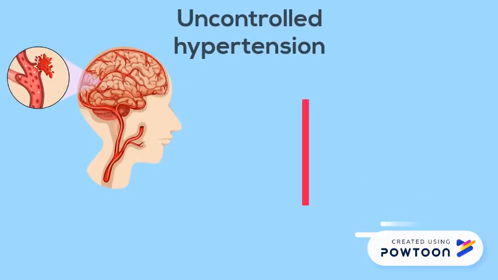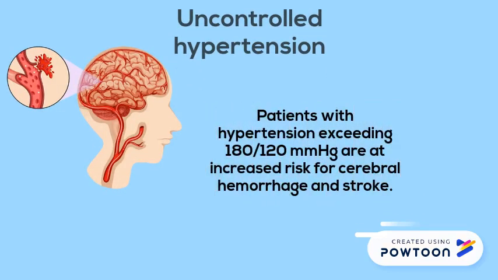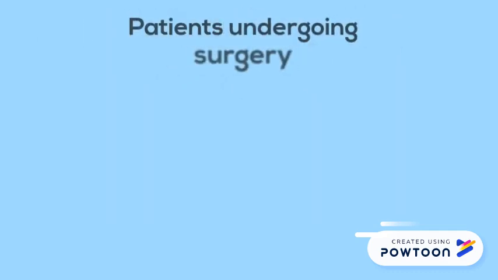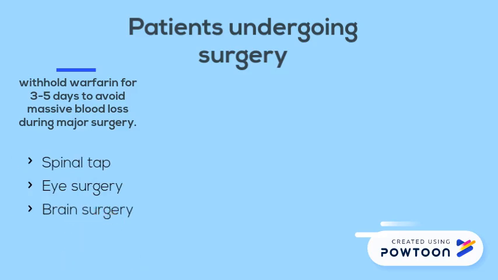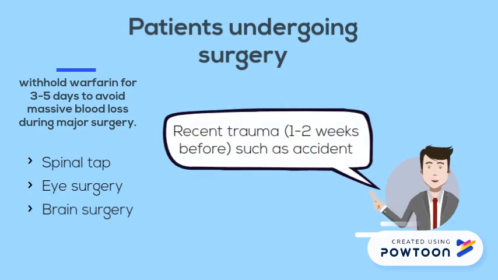Uncontrolled hypertension. Patients with hypertension exceeding 180 over 120 mmHg are at an increased risk for cerebral hemorrhage and stroke. Lastly, patients undergoing surgery. Since warfarin can increase bleeding, patients need to withhold warfarin for 3 to 5 days to avoid massive blood loss during major surgery, especially spinal tap, eye surgery, and brain surgery. Warfarin should also be withheld 1 to 2 weeks before in recent trauma such as an accident.